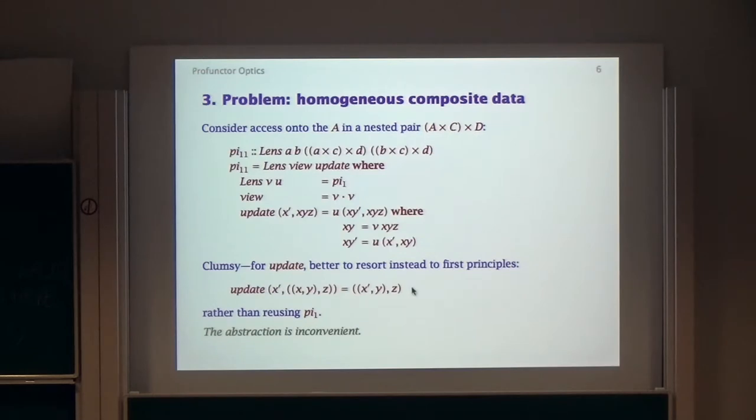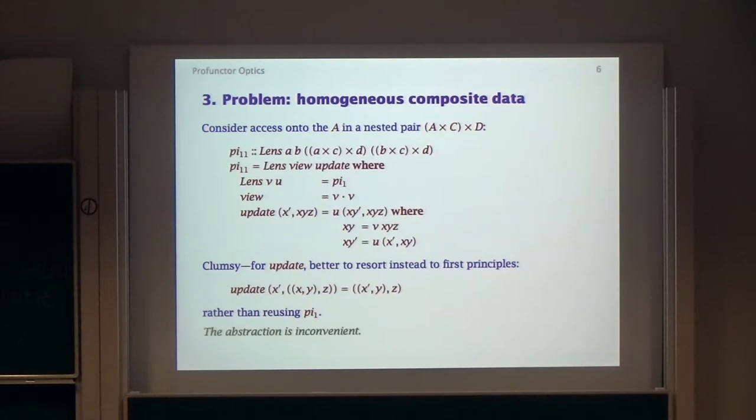Well, in fact, I can do better if I just ignore this stuff about lenses altogether. It's obvious how to set the left-hand component of the left-hand component of the pair using pattern matching. You pattern match against the nested pair and just overwrite one of those variables in the pattern. So there's a better way of writing the update that just dispenses with all this lens nonsense in the first place. So this abstraction is obviously an inconvenient thing. If you're tempted to step around it because you can't write a short program, and you could write a shorter program without it, then the abstraction is getting in the way. It's the wrong abstraction.